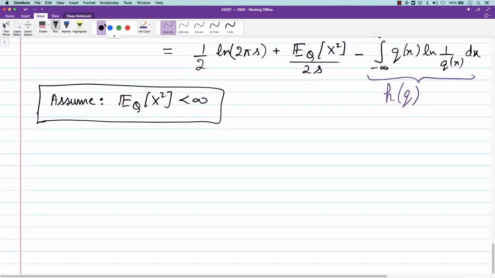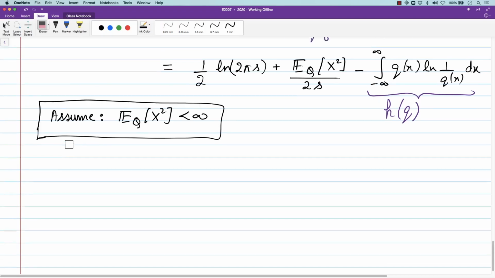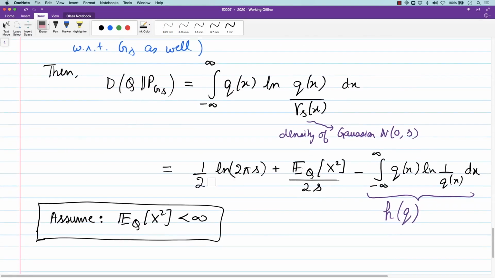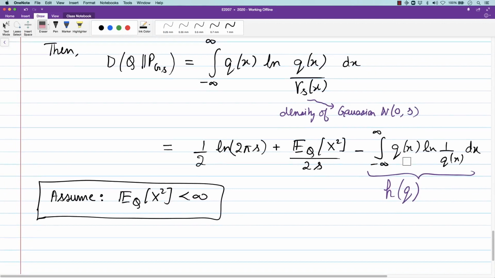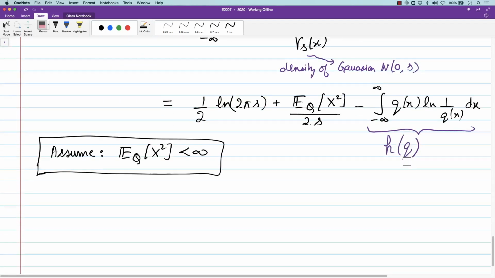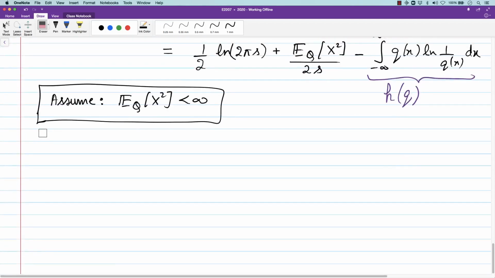Okay. So this guy is just this. Therefore, okay, so we've already seen this. So D(Q||P) that we have here is half log 2 pi s plus E_Q[x square] by 2s minus differential entropy of Q. Okay, that's what D(Q||P) is. That's what the left side of our log-Sobolev inequality is. What about the right side?